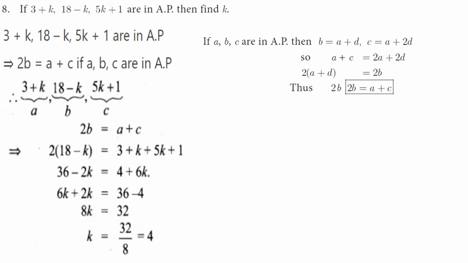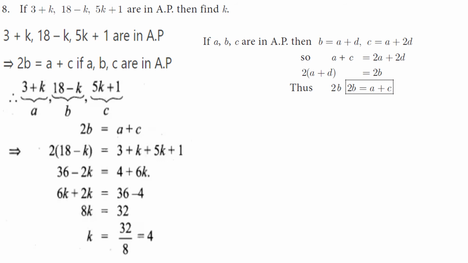So we can write 2B equals A plus C, and we apply it in this sum. 2B equals A plus C if A, B, C are in AP. So write it: 2B equals A plus C. 2 into the second term, 18 minus k, equals A, the first term, 3 plus k, plus C, the third term, 5k plus 1. Multiply 2 into 18, 36 minus 2k.